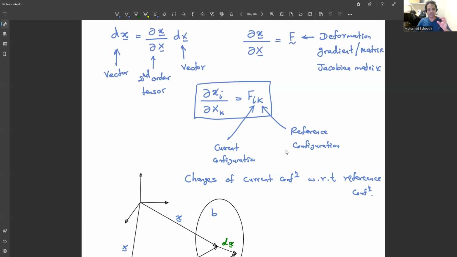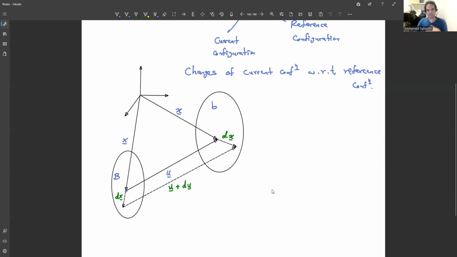We measure the change of a line vector in the current configuration with respect to the reference configuration, right? Okay, so here I have drawn this diagram. So what is this actually? This is again the current configuration. This is the reference configuration. In the reference configuration, this is our line vector, one point's position vector.